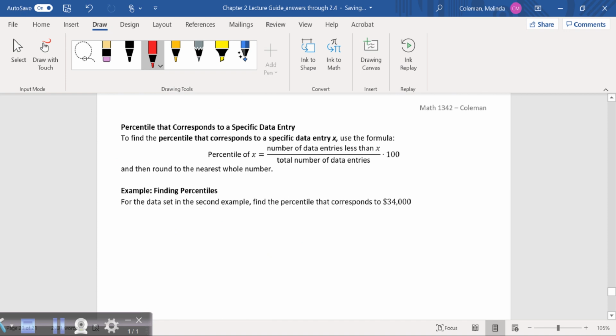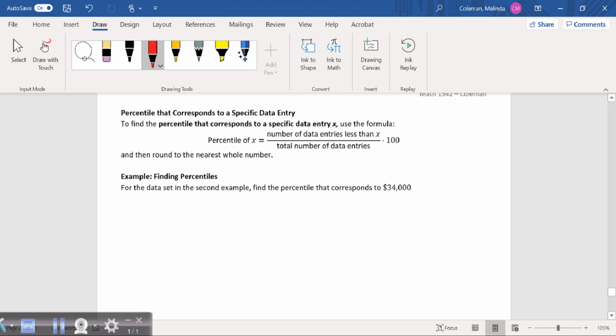Percentiles that correspond to specific data entry. To find a percentile that corresponds to a specific data entry, we're going to use this formula. So this is going backwards. This time I want to know if I scored a 1200 on my SAT, what percentile does that put me in? So to find that percentile, you're going to take the number of data entries that are less than your value and divide it by the total number of entries. Then because it's a percent, we're going to multiply by 100.